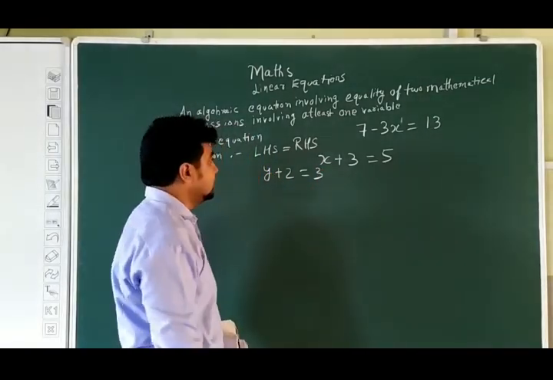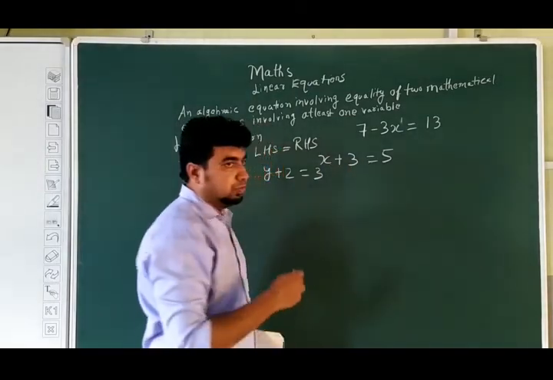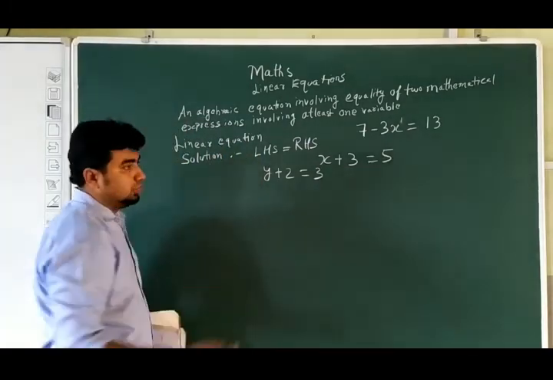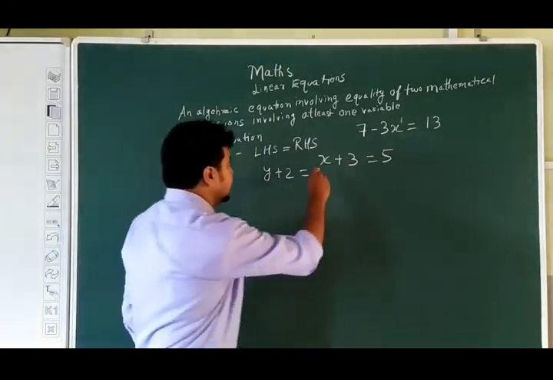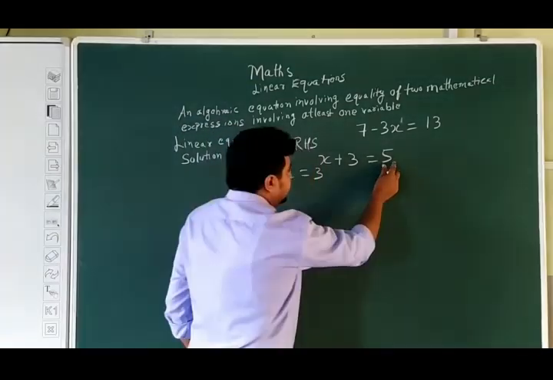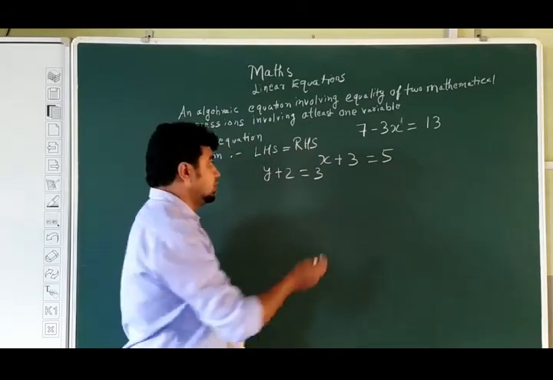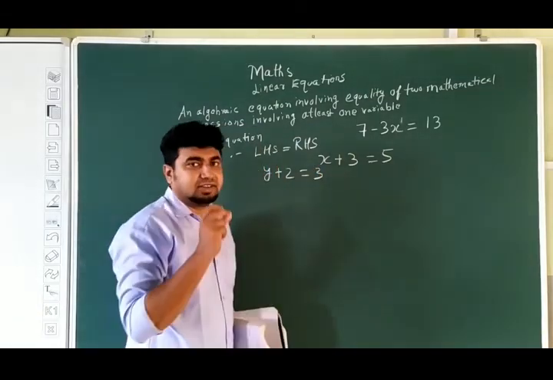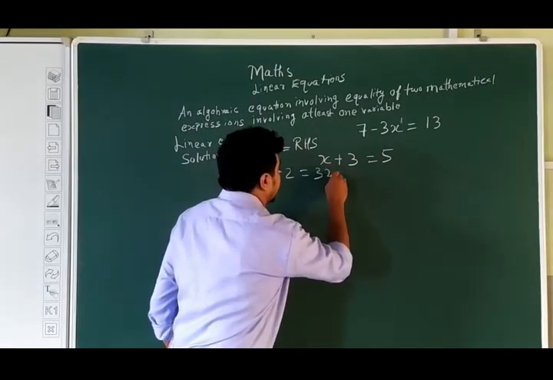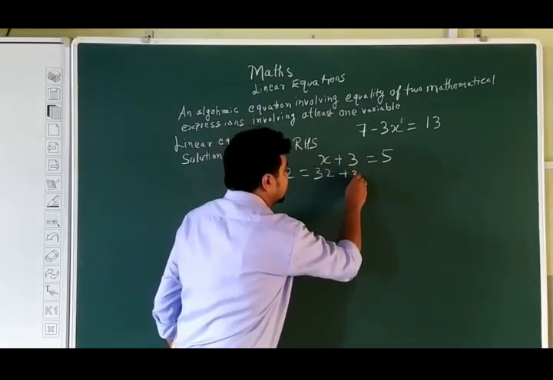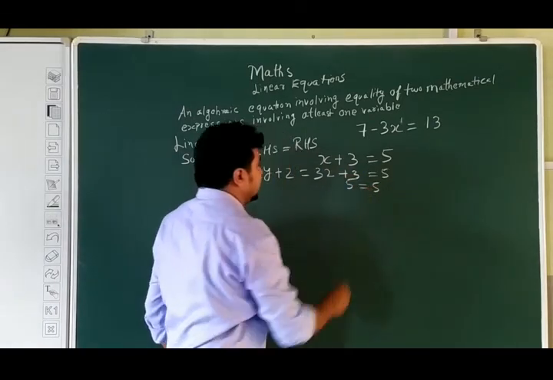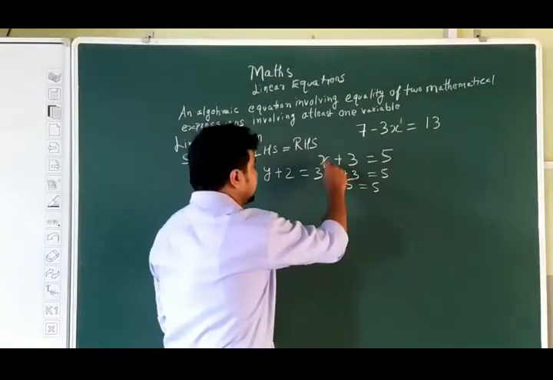If I have to prove about the solution, what is known as solution? It means left side will be equal to right side. Right side is 5. Then we have to think what value of x we should put so that the left side will also be equal to 5. If I take the value of x as 2, 2 plus 3 will be equal to 5. So 5 equals 5, which means the value of x in this condition will be 2.